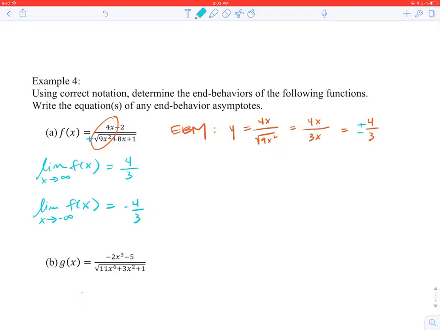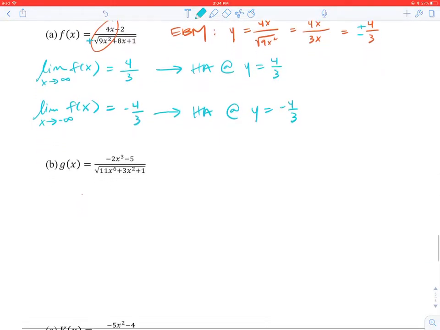So when you have the ratio of negative over positive, you get a negative. Therefore, we say f(x) will be approaching negative 4/3. So we end up being able to say that f(x) has a horizontal asymptote at y equals 4/3, and also a horizontal asymptote at y equals negative 4/3. And if you graph f, you'll see that happening. And if you graph f along with those two horizontal lines, you'll see that it looks like f is approaching those two different values.